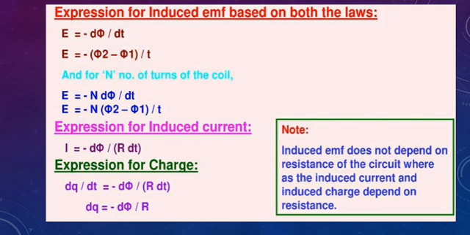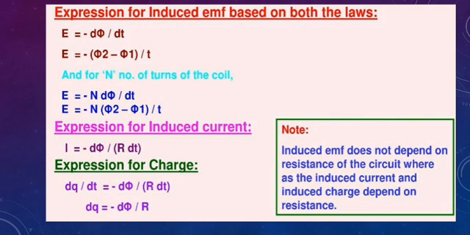Suppose we consider a coil that has n number of turns. What is the EMF? If the coil has n number of turns, the EMF E is equal to minus n d phi by dt, which is minus n times phi 2 minus phi 1 by dt, the rate of change of flux, which produces the induced EMF.